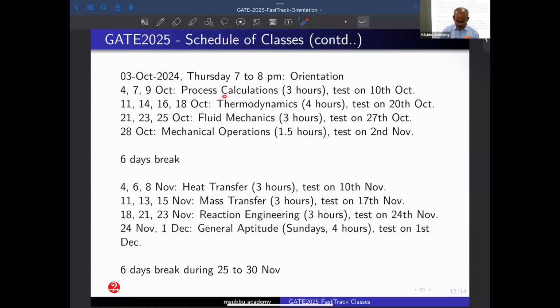For process calculation, we are going to spend 3 hours. The detailed schedule, what we are going to cover for every subject, we will release before the start of every subject, so that you can also prepare accordingly. Mostly for every subject we are going to spend 3 hours. Some subjects like thermo need a little more time, so we are going to spend 4 hours.